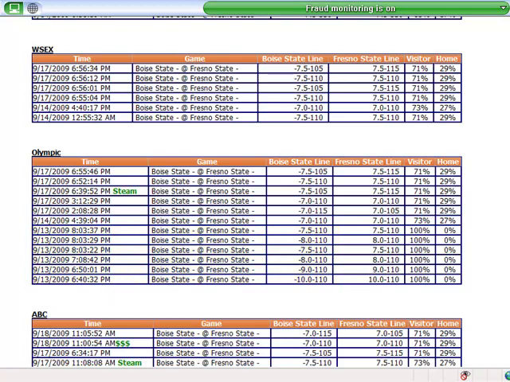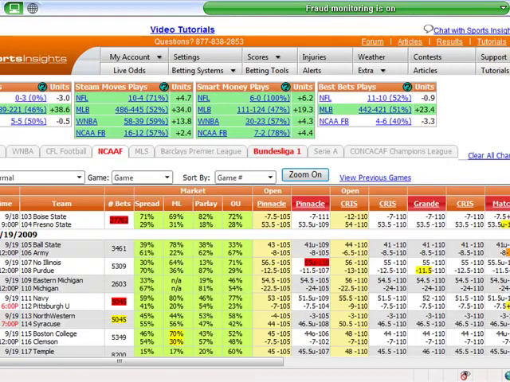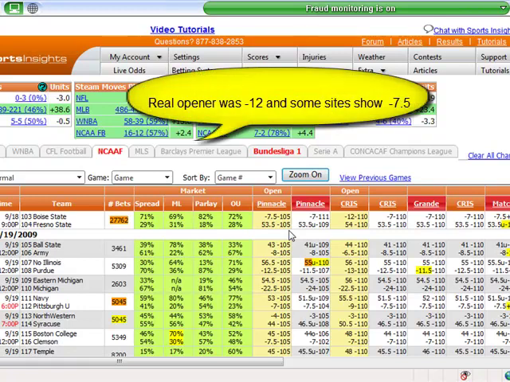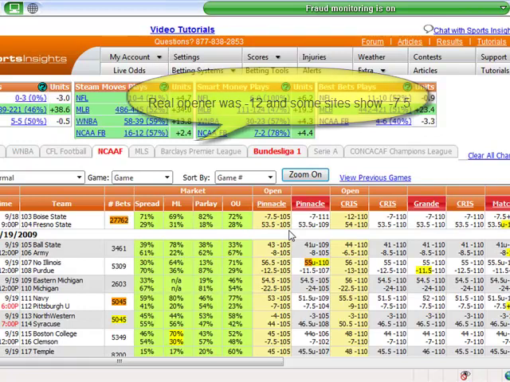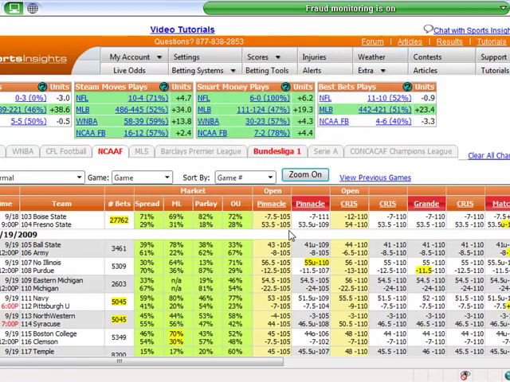Now, the problem with this is that some people on their sites have 7.5 listed as the opening number. And if you're trying to figure out line movement for a particular game, do you think it's valuable to know that the real opener was 12 instead of 7.5? That's not going to dictate what the heavy hitters are thinking on this game. So that's the opening number.